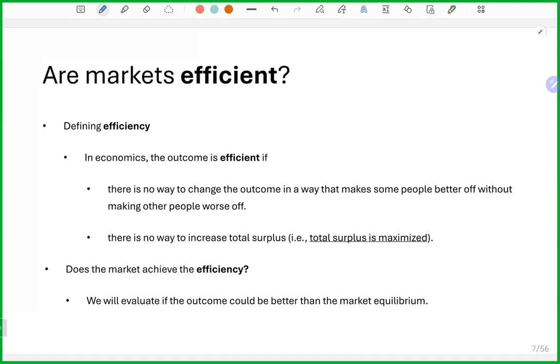Whenever we define efficiency in economics, we care about people, different people, not about a particular person. We're talking about the interaction of all different people, so a group of people.